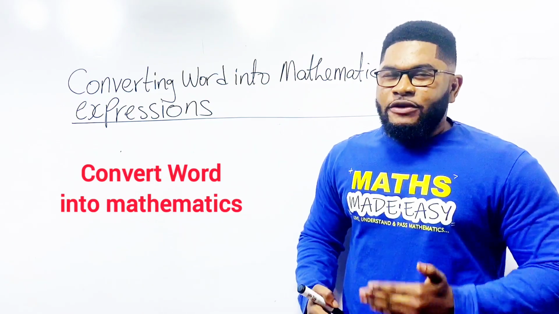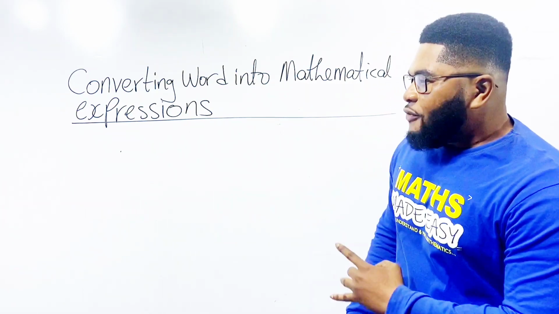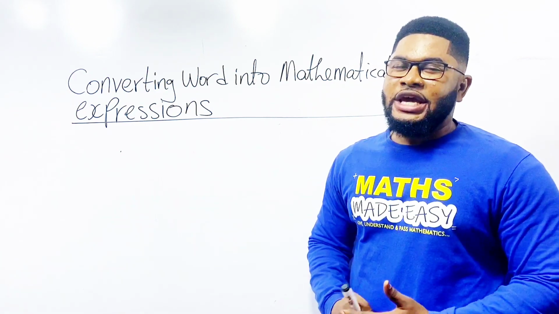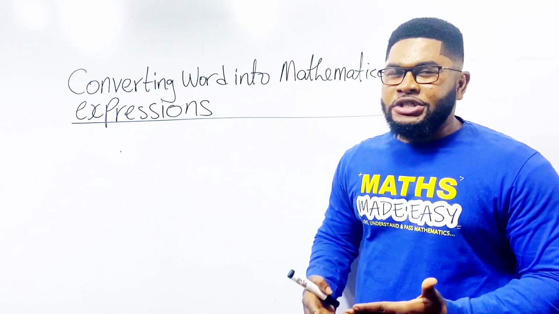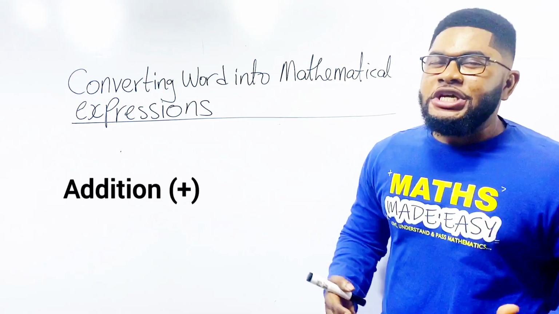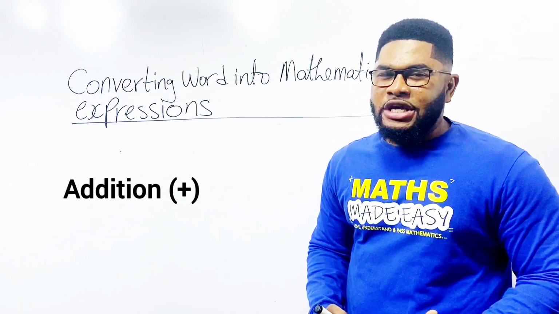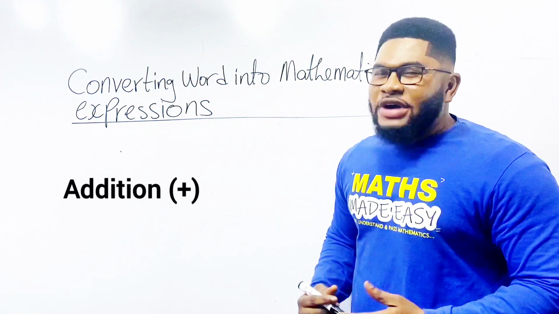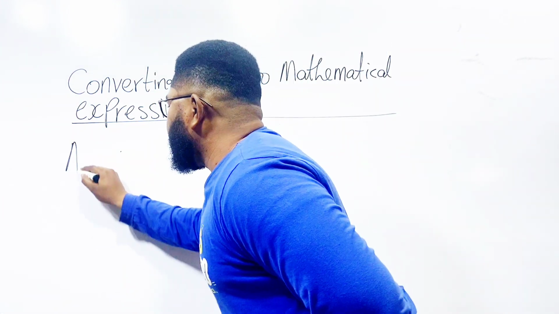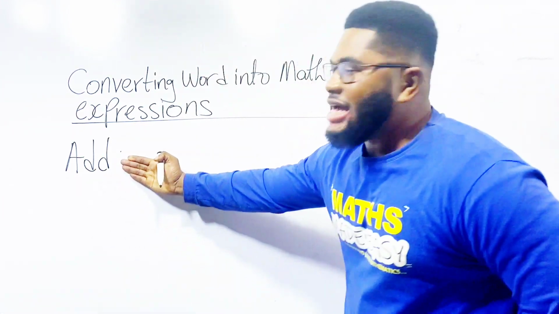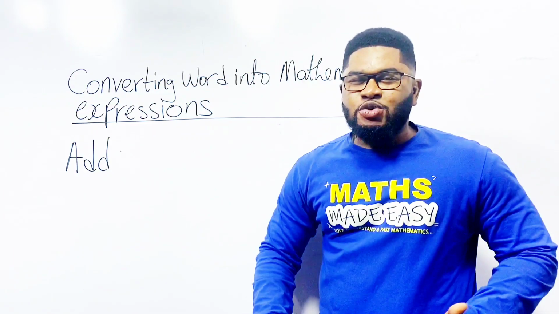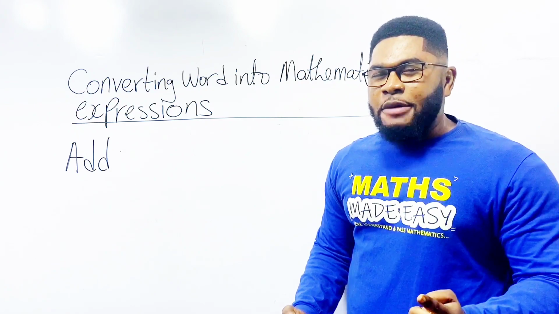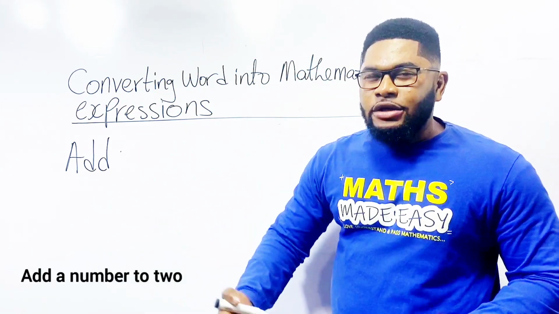It means that from this beginning, we are going to first of all look at all the different names given to the operational signs in mathematics, starting with the operational sign addition. Now, addition can be referred to in so many ways when it comes to mathematical expressions. One popular name that we can give addition is the word add. So immediately a question or a statement comes with add, it means that we will introduce the addition sign. For example, add a number to 2.